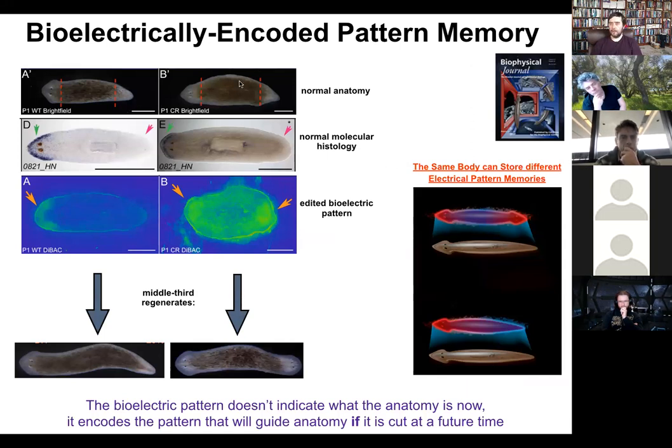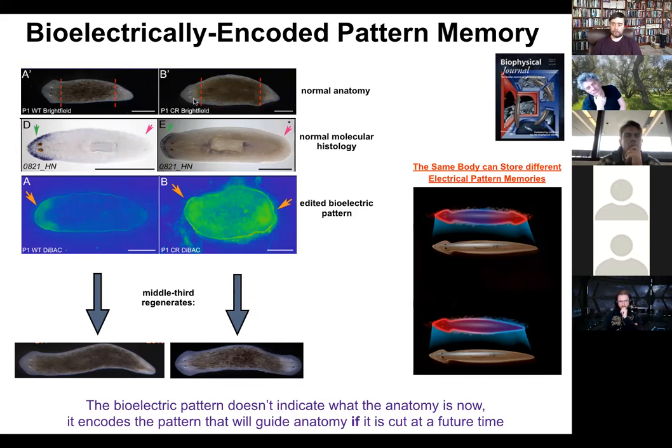Take a look at this. This is a single-headed planarian right here. It's anatomically normal. It has gene expression of anterior genes in the anterior end, not in the posterior end. It has a bioelectrical gradient that says one head, one tail. And if you cut it, it makes a normal worm. Okay, so far so good.